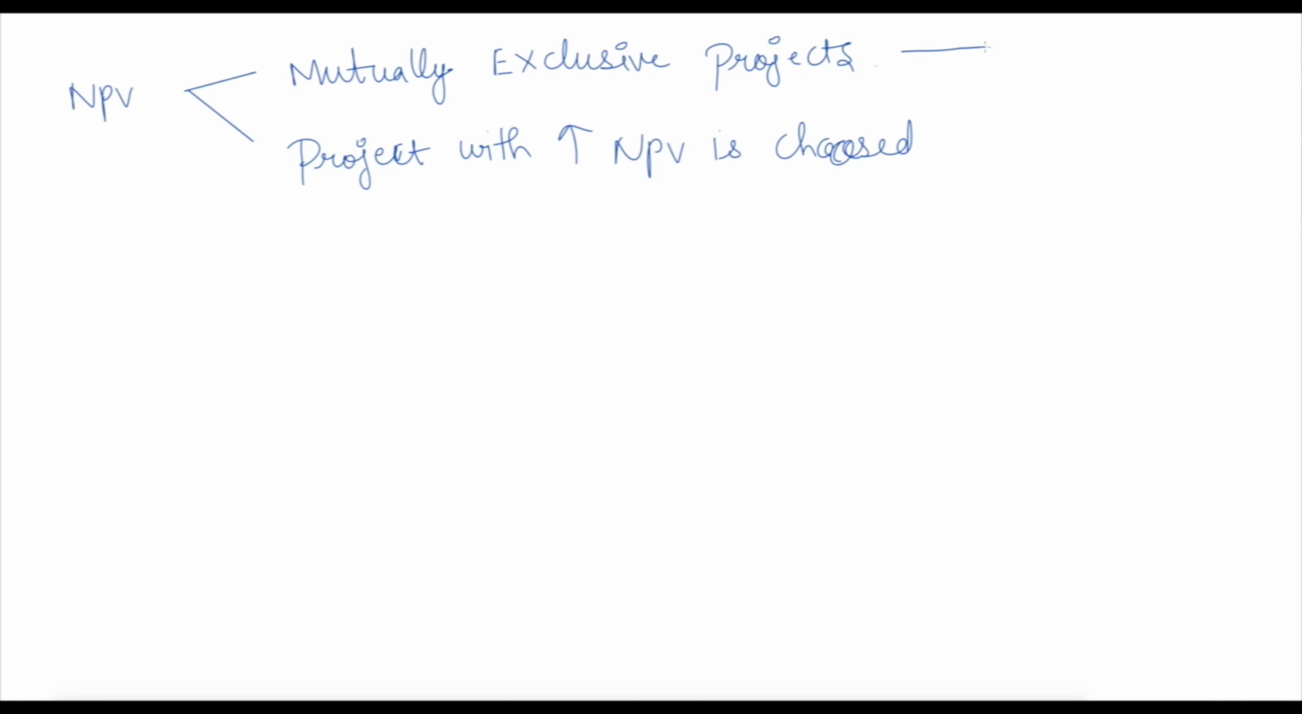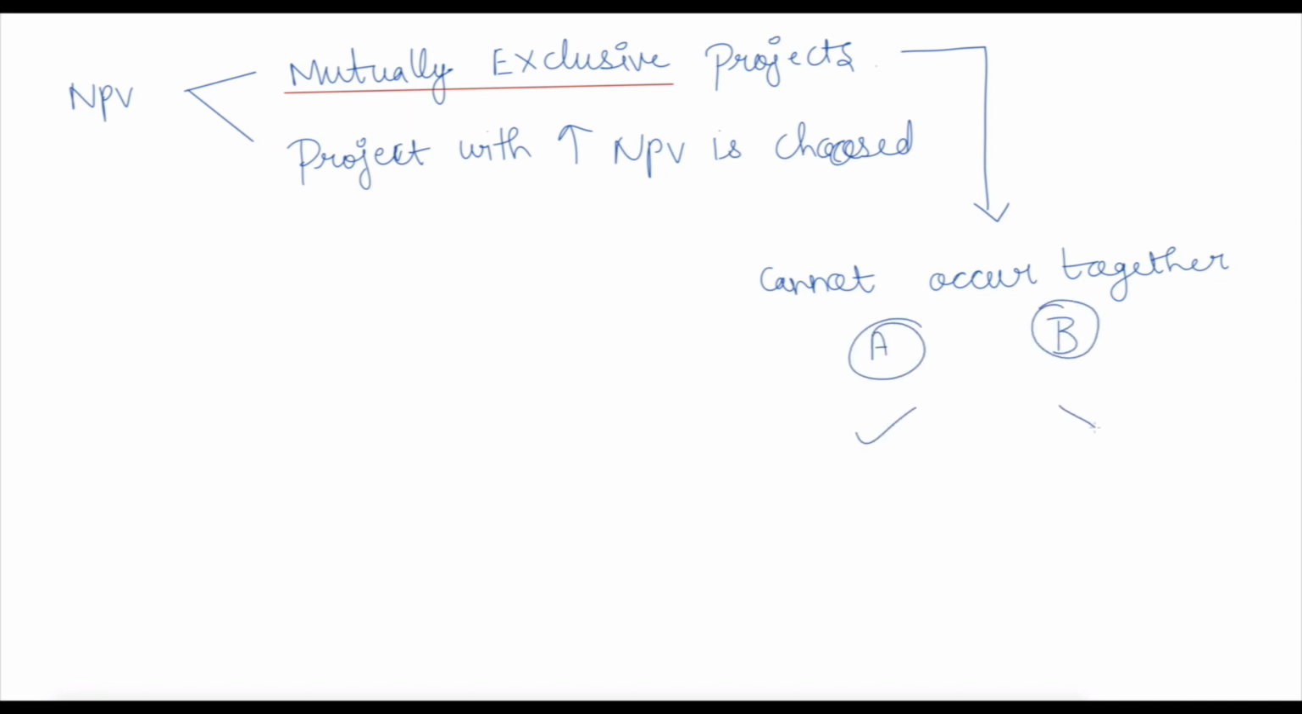Okay guys, so mutually exclusive projects are those projects which cannot occur together. Suppose there are two projects A and B. If you choose project A, then you cannot go for project B. Because as already said, you cannot choose these projects together. Either you choose this or you choose that. So if you go for project B, then you cannot choose A. Such type of projects are called mutually exclusive projects.